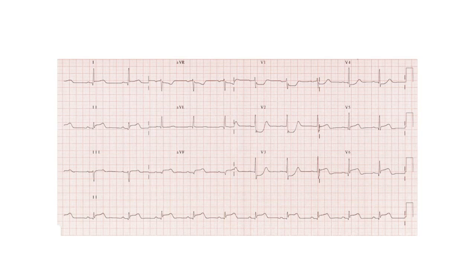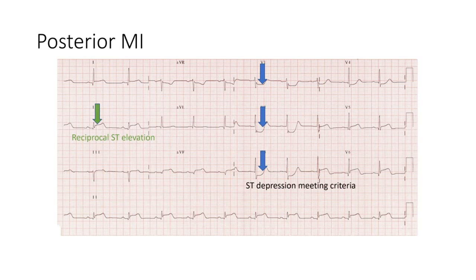Here, what we see is a posterior MI. We identified that by the ST depressions that we see in the anterior leads. Why is that? Because the posterior MI is a mirror image of an anterior MI. So you would actually get ST depressions in the anterior leads, and you would get a reciprocal ST elevation, suggesting ischemia coming from the posterior aspect, affecting other regions of the heart. If you were to flip the ECG upside down, it would show an ST elevation in leads 1, 2, and 3, and you would see a depression here.